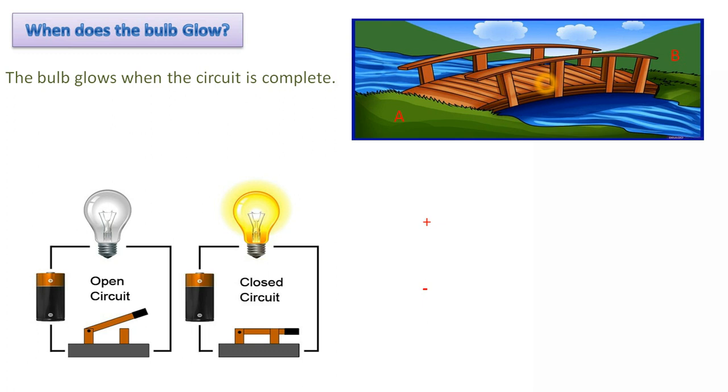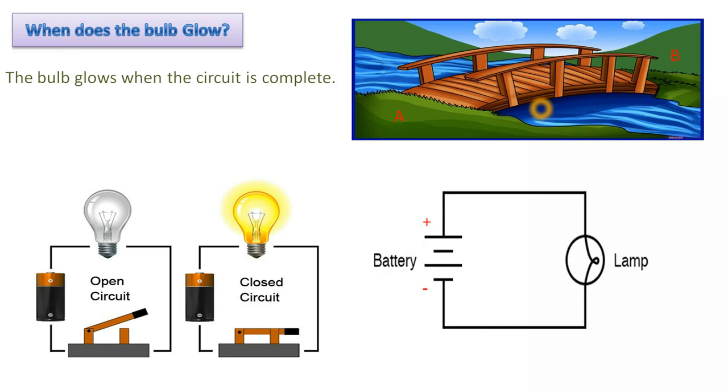So the charges will be able to flow only if there's a path. So if the path is broken in between, the current will not be able to flow, right? So the similar thing happens in the case of a circuit also. Only when the entire circuit is complete will the current flow through the circuit. And when current flows through the circuit, the current will be able to reach the filament of the bulb, and that is when the bulb will glow.